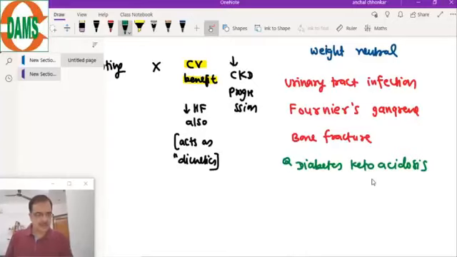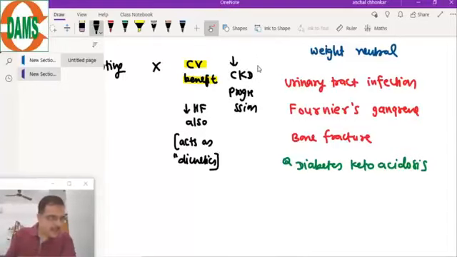That is, what is the pathogenesis of diabetic ketoacidosis. So SGLT inhibitors lead to diabetic ketoacidosis, and that ketoacidosis is an important side effect of this drug. Renal effect, I have told you, they decrease the CKD progression.